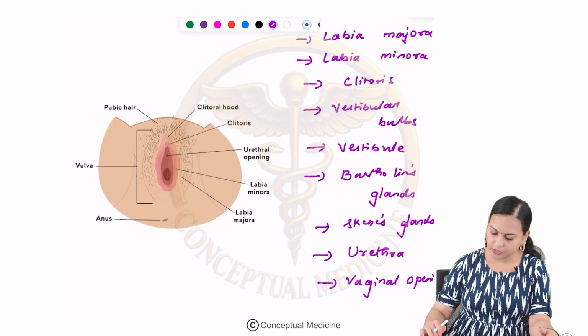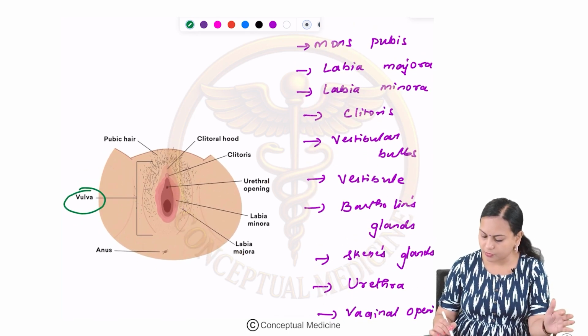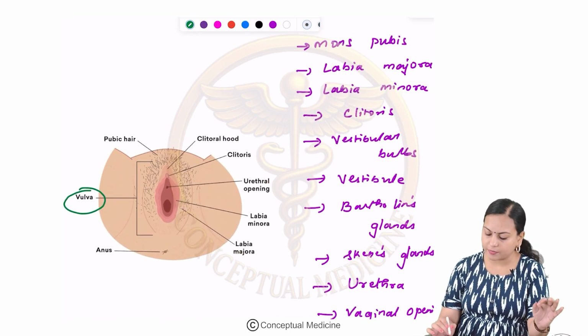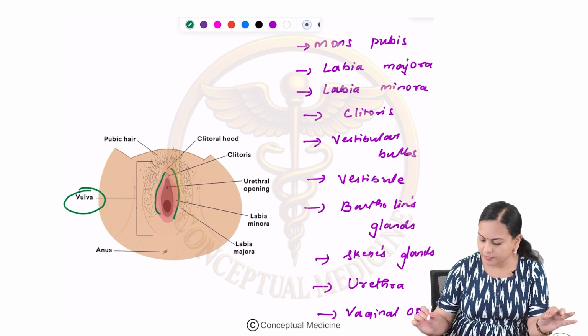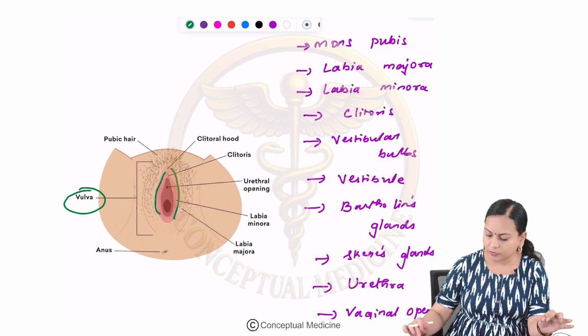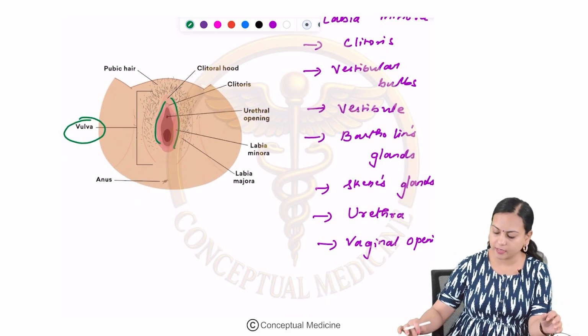So, this is the picture of the entire vulva. Okay, they have shown the vulva here. So, that will be starting from the mons pubis, you have the labia majora, labia minora, even the clitoris, the vestibular bulbs. This is the vestibule, the whole opening is the vestibule, followed by the Bartholin's glands, Skene's glands and the openings, especially urethra and the vagina.